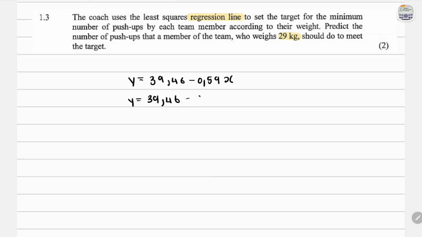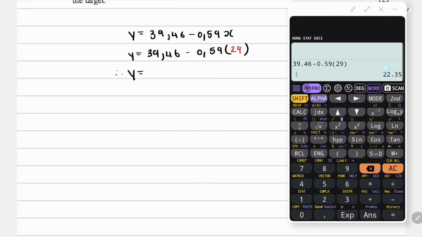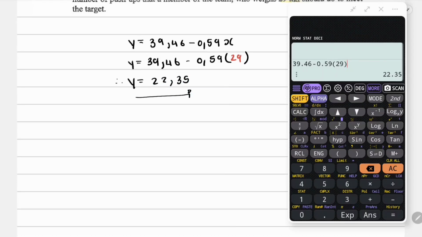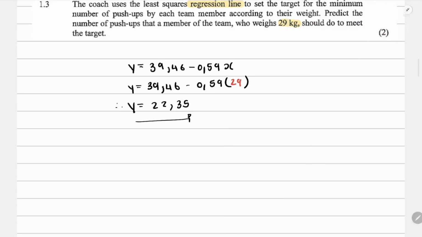So we have y equals 39.46 minus 0.59, and in place of x, we say 29. Let's go ahead and find out what that gives us. And that gives us 22.35. Okay, so that's actually about 22 push-ups, but you can't leave it like that. And that is our answer.